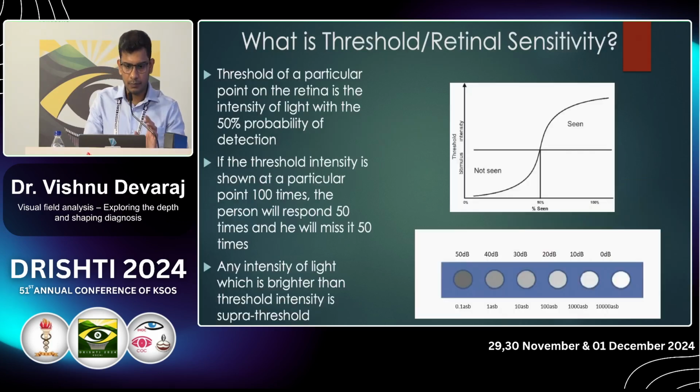So basically, there is a threshold. We calculate the threshold, which is actually 50% of the 100 stimuli given. The patient is supposed to see 50% of the stimuli, and is supposed to miss the other 50%. And 0 decibel means maximal stimulus intensity is used, and 50 decibel means minimal stimulus intensity is used.